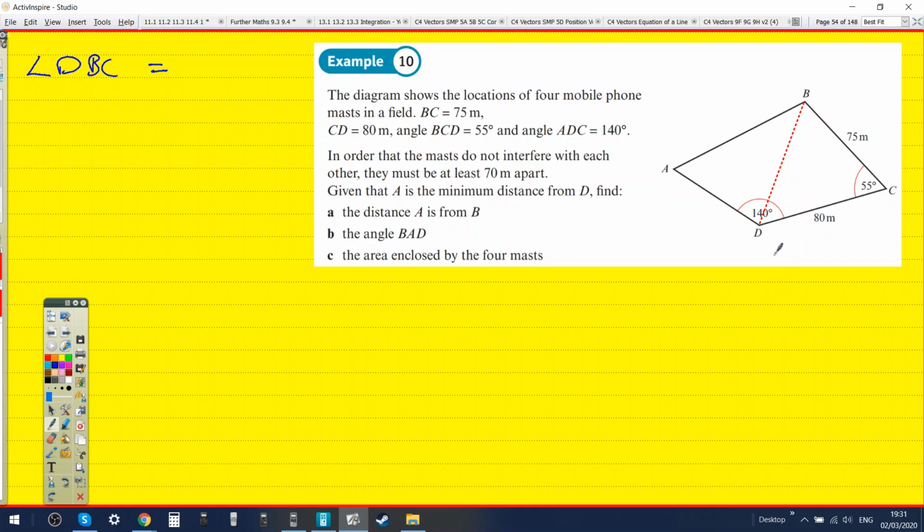Any other ideas? Do I need to find the length of DB? Not sure. This one says A is the minimum distance from D. So does that mean that A to D is 70? A to D is 70. I believe so.